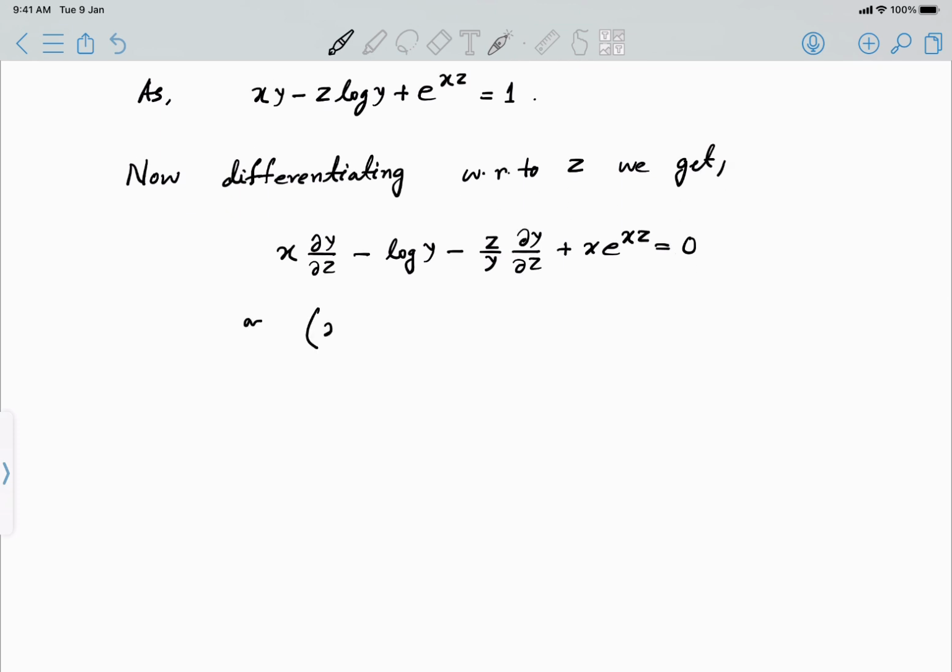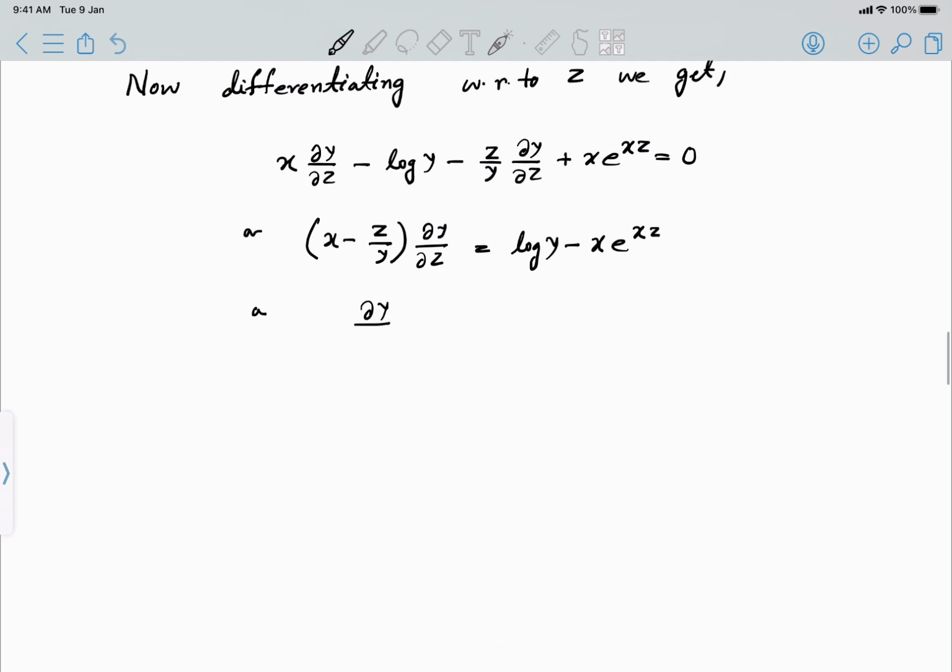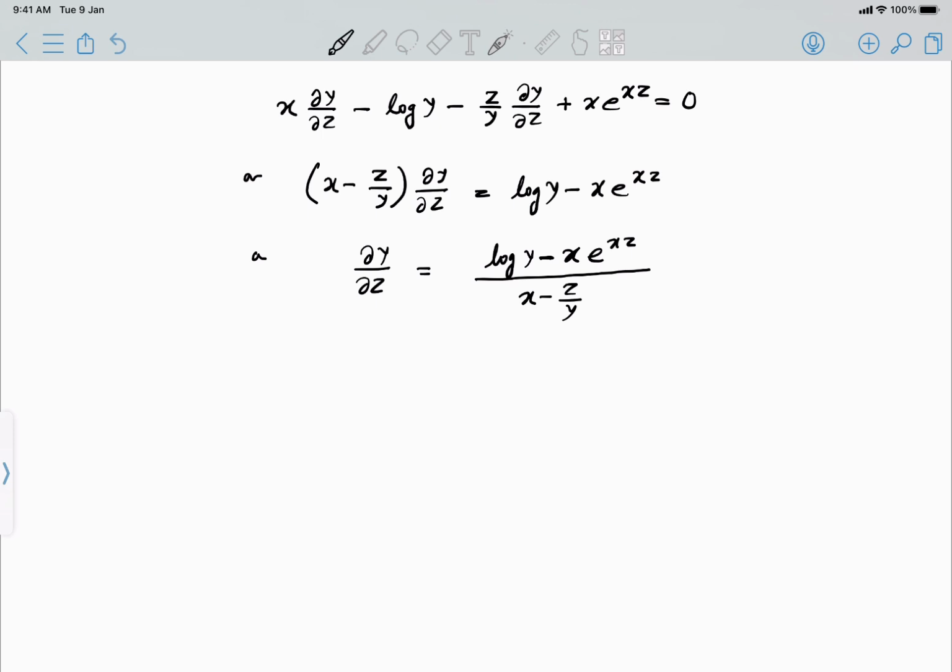Now, as earlier, collect the terms for del y by del z. So del y by del z is log y minus x e to the power xz, divided by x minus z by y. So y into log y minus x e to the power xz, divided by xy minus z.